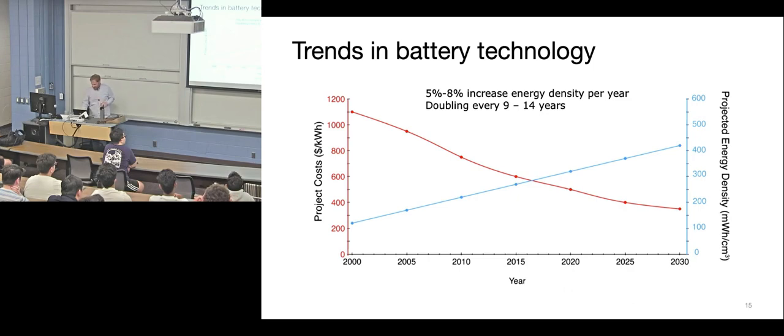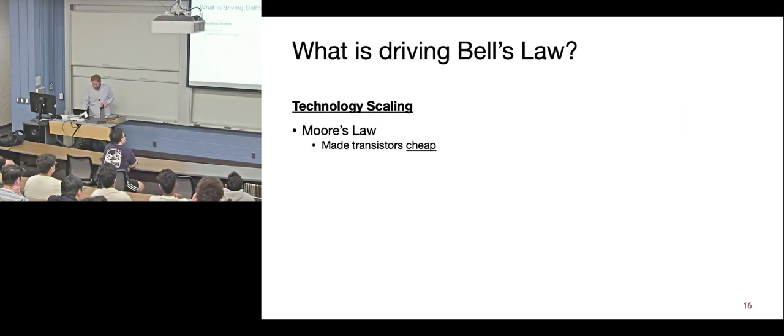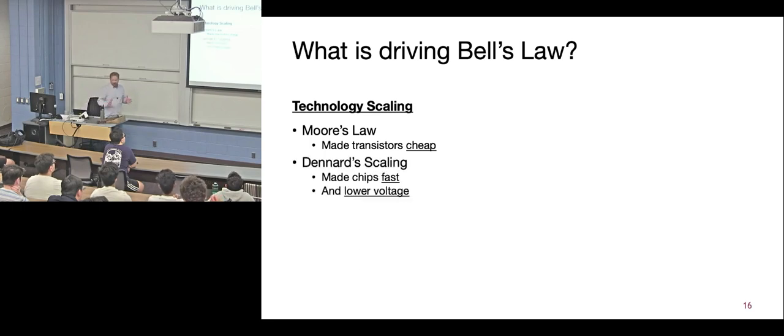All right, so what's driving Bell's law? Moore's law, we talked about that, making transistors cheaper. Dennard scaling was a result of lithography, decreasing the size of the transistors in our chips, and it meant that for the same amount of power, chips would get faster, and lower voltage resulted in lower power. That was true up until about 10 years ago, but still that was driving a lot of innovation.